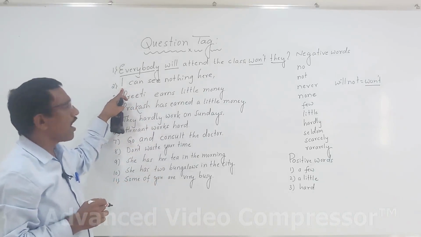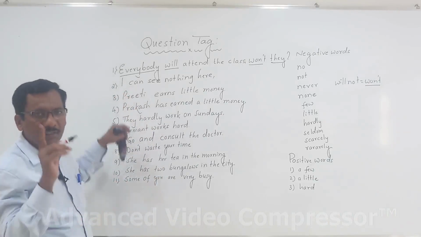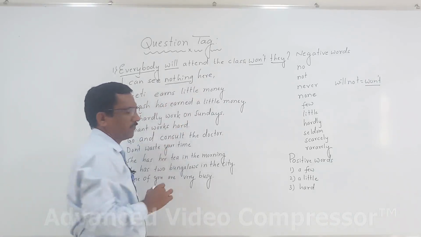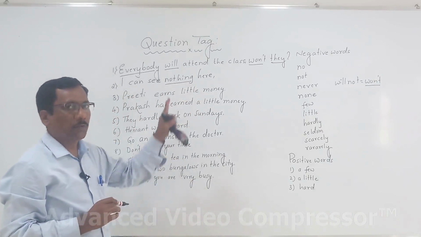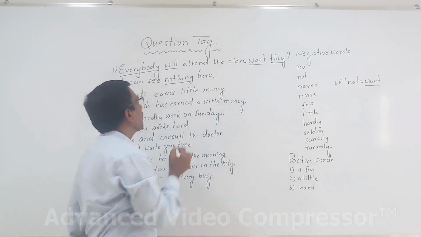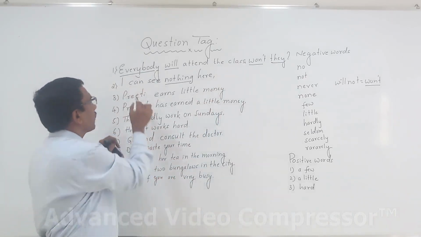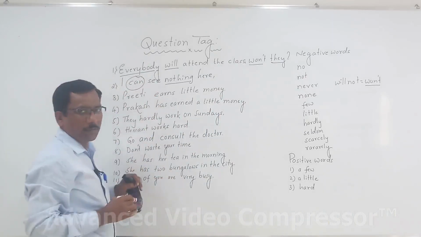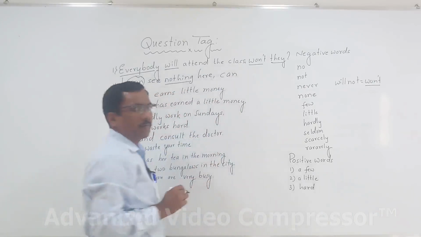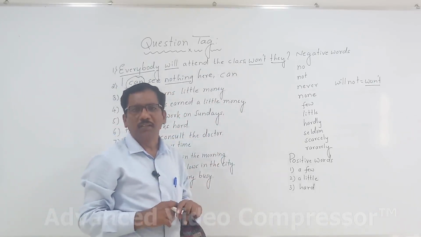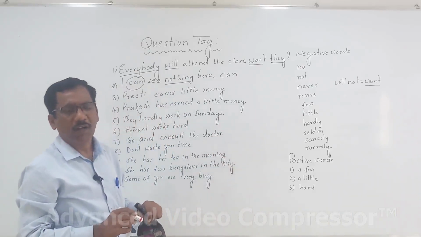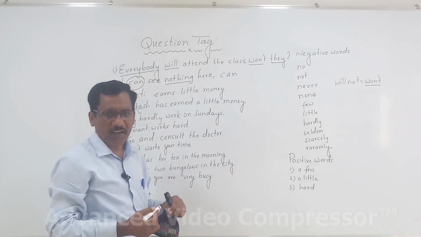The example is, I can see nothing here. The sentence is negative, because the word nothing is there. Nothing is a negative word. So the question tag must be positive. To write the question tag we need a helping verb here. What is the helping verb? Can is the helping verb. Positive question tag structure, you know it: helping verb, pronoun, question mark is equal to positive question tag.